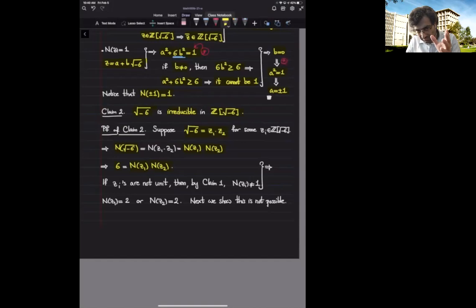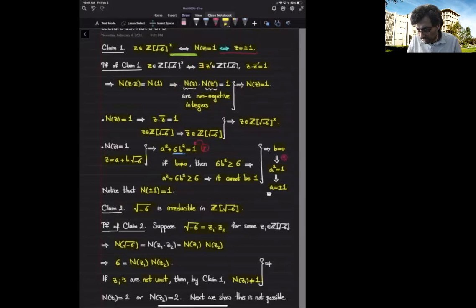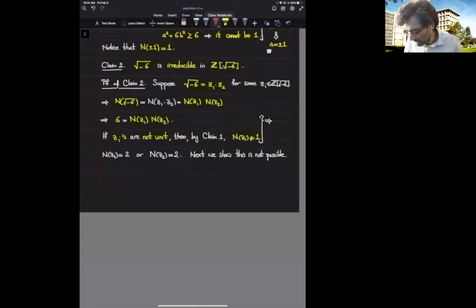So this is my contrary assumption, that neither of the zi's are units, which means their norm cannot be 1. So if the zi's are not units, then their norm cannot be 1, because in the first claim we showed that an element is a unit precisely when its norm is 1. So assuming that neither of them are units, I can deduce that these norms are not 1. Now, these norms of the zi's are non-negative integers. They divide 6. They are not 1. So either one of them is 2 and the other one is 3, or the other way around.